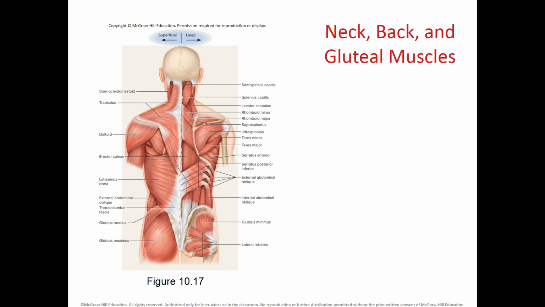Now here we have teres minor, teres major, and these muscles are part of the rotator cuff muscles. So supraspinatus, infraspinatus, teres minor, and subscapularis, all of these in here are part of the rotator cuff muscles.